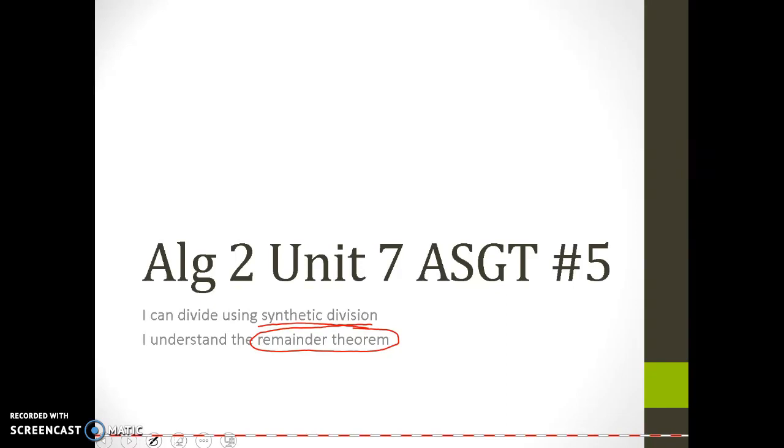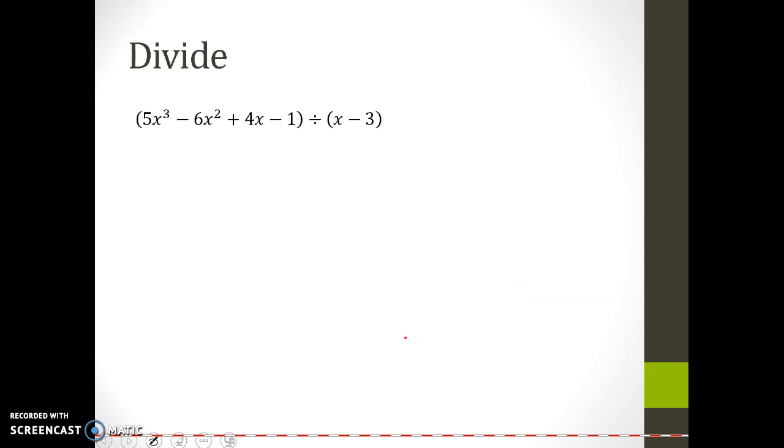So in assignment number 5, we're going to be talking about synthetic division, not just long division, and how we can use the remainder theorem to evaluate expressions in a little bit quicker way. So let's go ahead and get started here. Let's just practice long division here first.